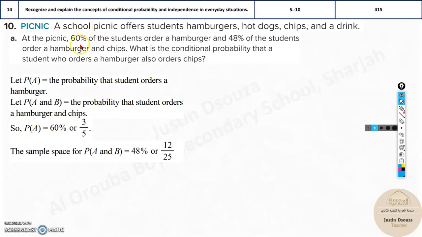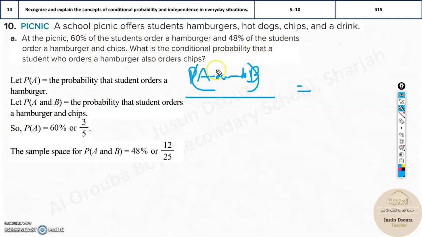Probability of A is what? Let's see. At a picnic, 60% of the students order hamburger and 48% of the students order hamburger and chips. So they have given P of A and P of A and B. A is hamburger, B is chips. What is probability of A? 60% hamburgers, and A and B is 48%. What is the conditional probability that a student who orders hamburger also orders chips?